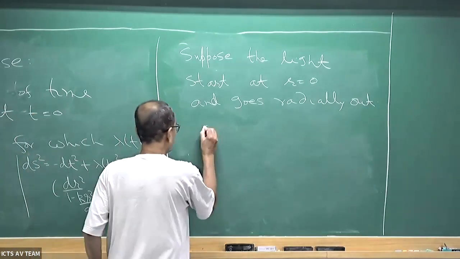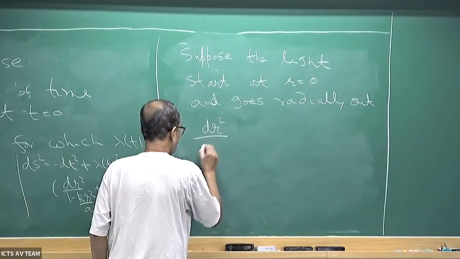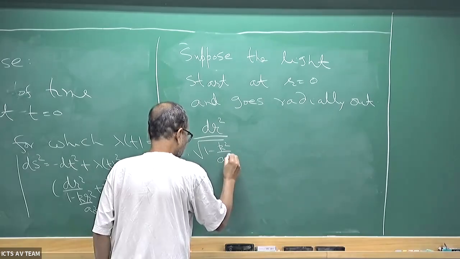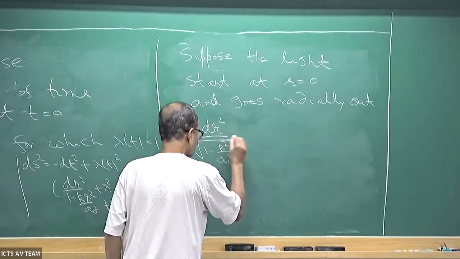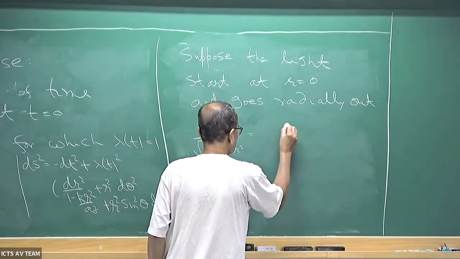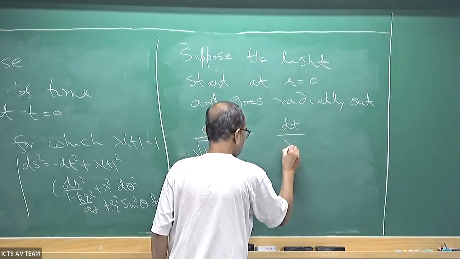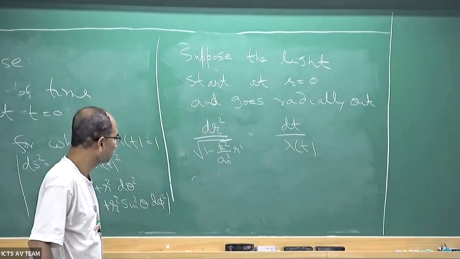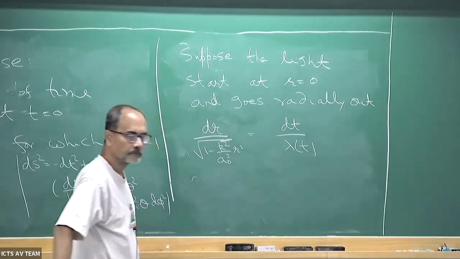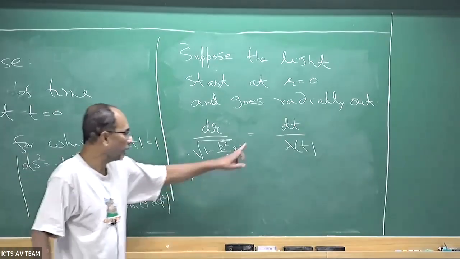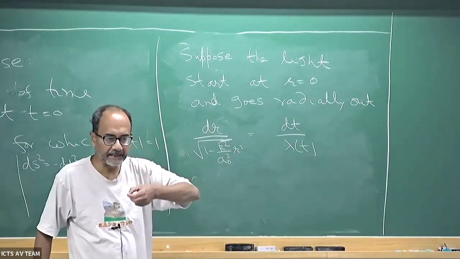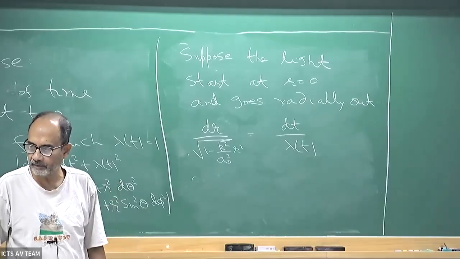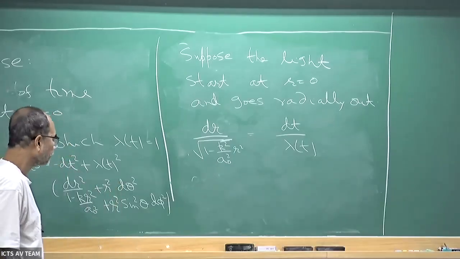Then you have this equation: dr over the square root of 1 minus k r squared over a0 squared is dt over lambda of t. And this time I have not put a minus sign because the light is going outwards. As time increases, r increases. Right? So I have not put the minus sign.